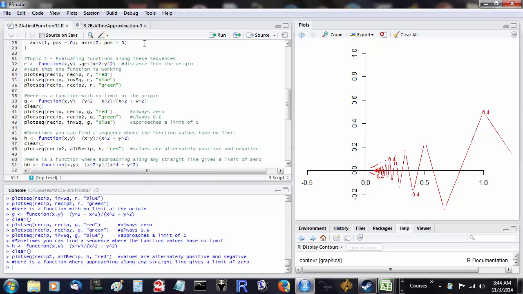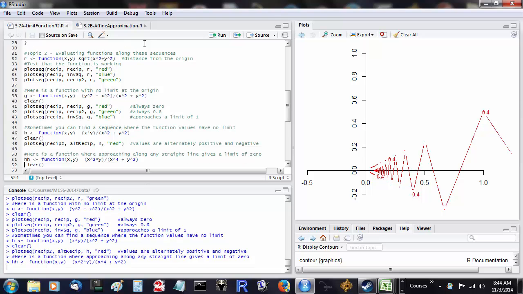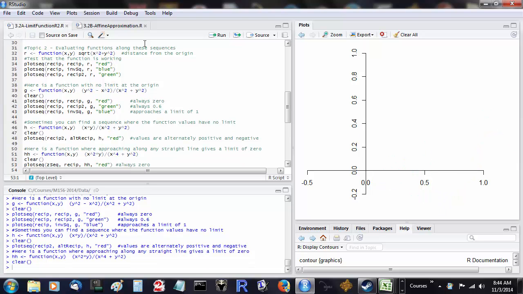Now here's a very interesting function. You might think that if you got the same value on approaching the origin along any straight line, then the limit of the function values would be the limit of the function, but that's not the case, as you'll see with this function hh. I'll clear my plot.